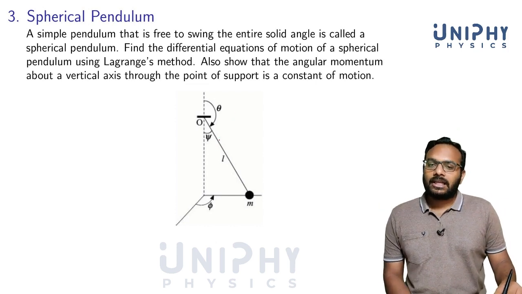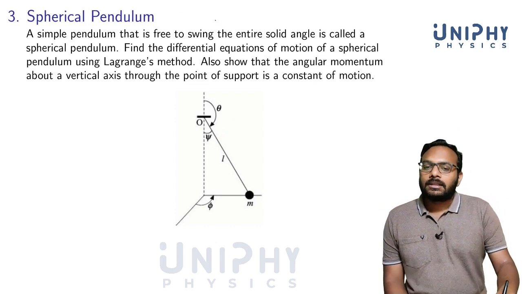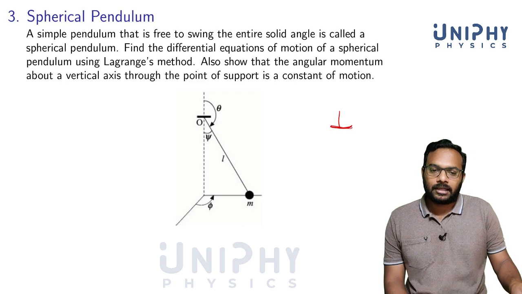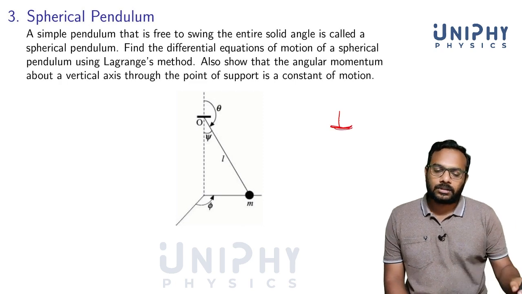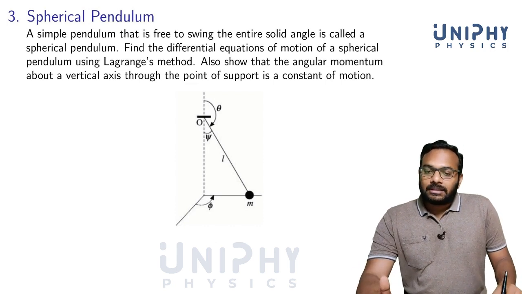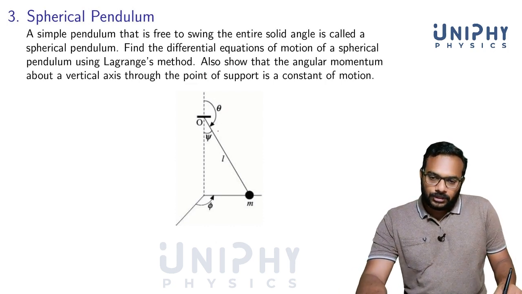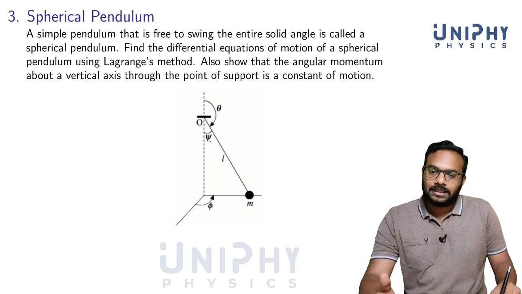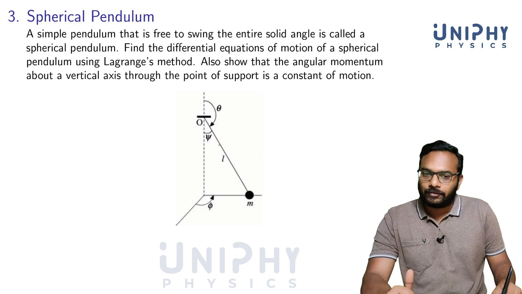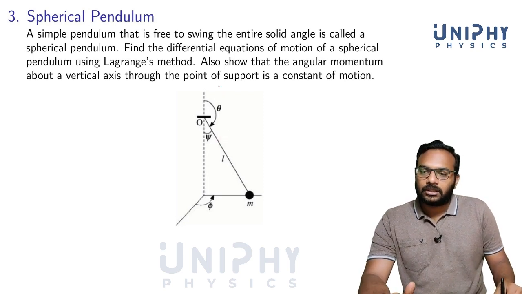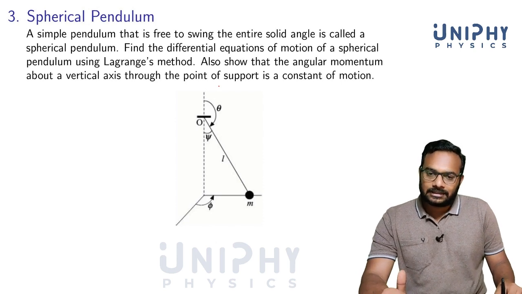Okay. So a spherical pendulum that is free to swing the entire solid angle is a simple pendulum, right? It's a simple pendulum, but a simple pendulum can only move like this, while this can go the entire solid angle, right? So find the differential equations. There are 2 degrees of freedom, as you might notice, because the length of the string is fixed. It does not change. Okay, there is no radial movement, so it can have 2 degrees of freedom. Find the differential equations of motion of a spherical pendulum using Lagrange's method.